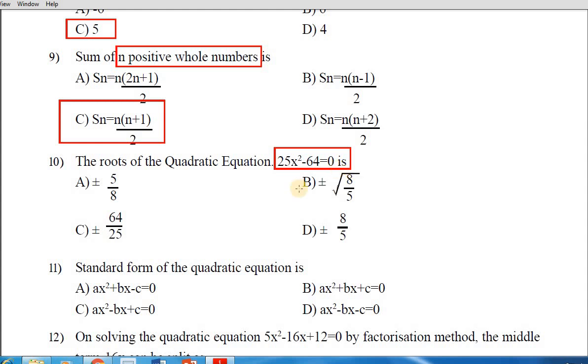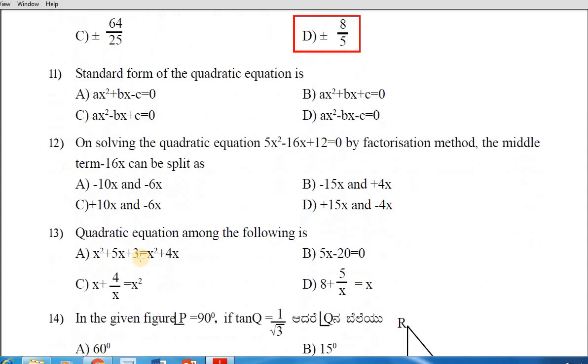So minus 64 is here. This minus 64 transferred to the right side becomes plus 64. And later on 25 transferred to the right side becomes the denominator. So we'll be having x square is equal to 64 by 25. So that we can write it as plus or minus root of 64 by 25. It gives the answer plus or minus 8 by 5.